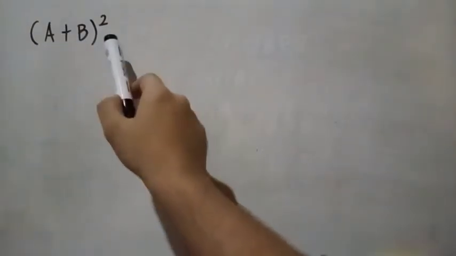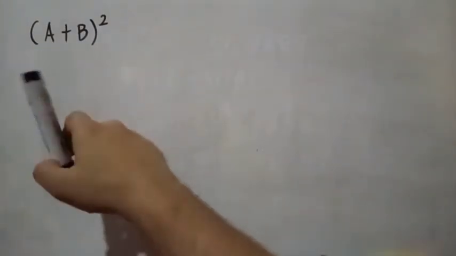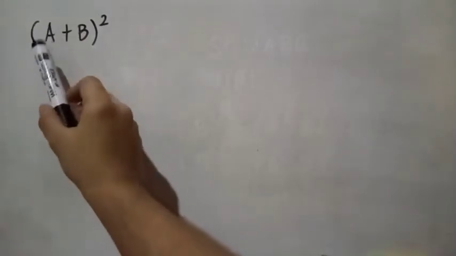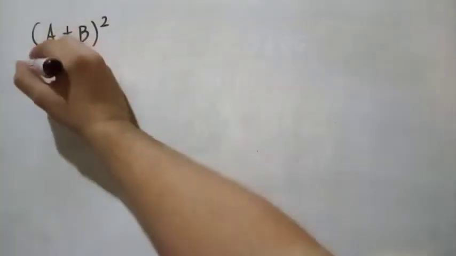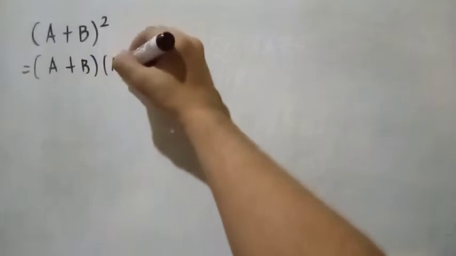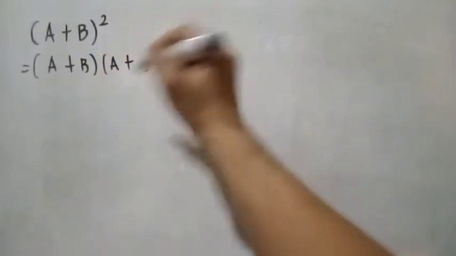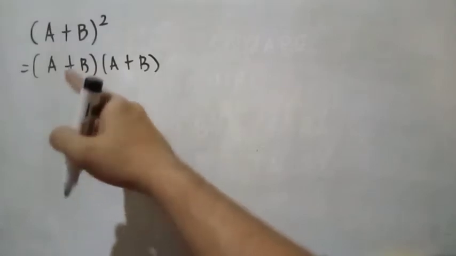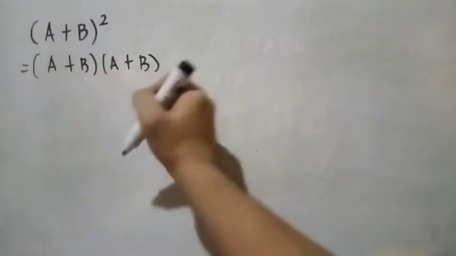Okay, so mag-uumpisa tayo sa (a plus b) quantity squared. So, para makuha yung pattern natin is imumultiply natin yung binomial na a plus b sa sarili niya. In other words, imumultiply natin yung a plus b sa isa pang a plus b. And by using FOIL method, makukuha natin yung product ng a plus b times a plus b.